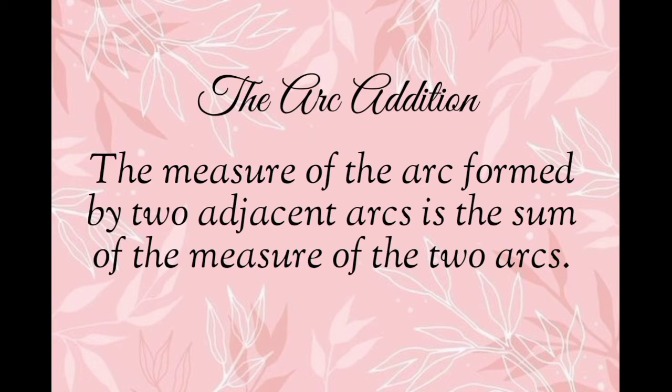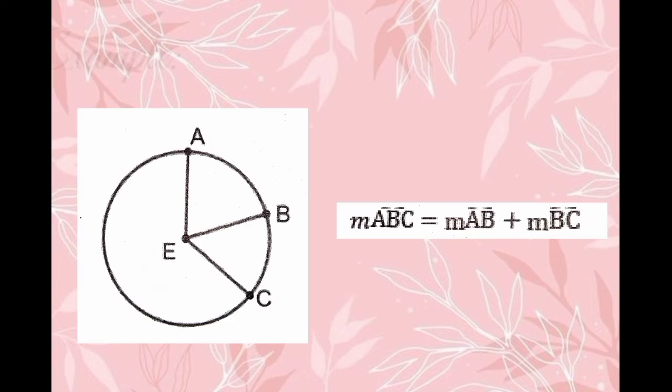The arc addition. The measure of the arc formed by two adjacent arcs is the sum of the measures of the two arcs. Measure of arc ABC is equal to measure of arc AB plus measure of arc BC.